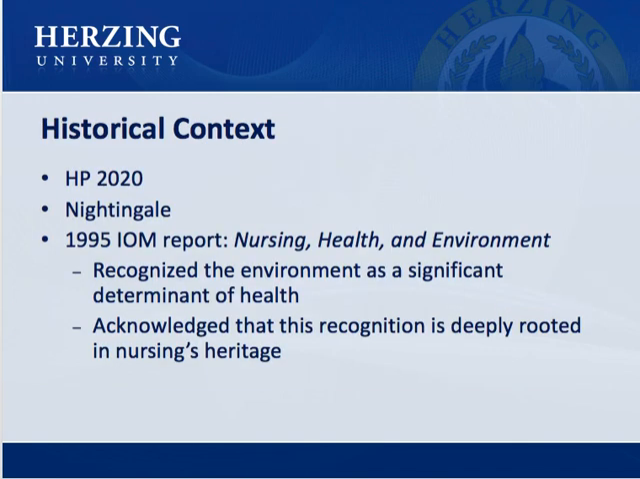Okay, Healthy People 2020 Objectives for Environmental Health. One of the priority areas for Healthy People 2020 is environmental health because of the long recognized importance of the relationship between health and environmental risk and underlying factors contributing to disease. The 1995 Institute of Medicine study, Nursing, Health, and Environment, recognized early on that environment as a determinant of health is deeply rooted in nursing's heritage.